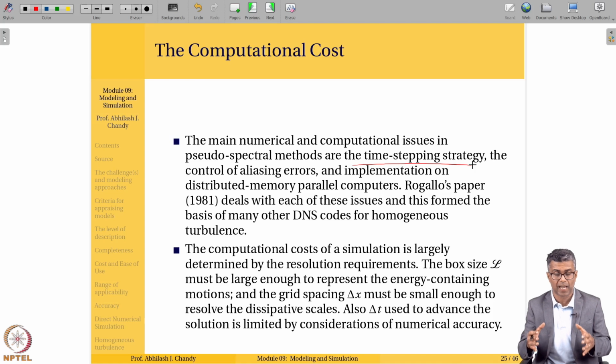Okay, but let's say our computational domain is this cube, right, of each side L, and you have to have a box size L that is larger than the integral length scale so that it can contain all the integral length scales in it. Also, one additional requirement is that the grid spacing delta x within this box should be small enough to resolve the dissipative scales. In a sense, it should be able to capture the Kolmogorov scale. Finally, there is also a delta t requirement, a time step that should be small enough so that you are temporally accurate.